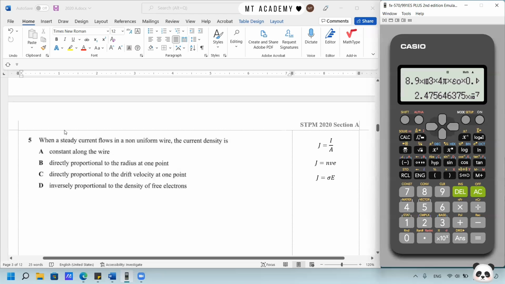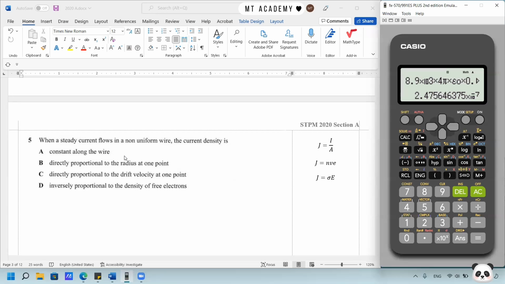When a steady current, so it's a constant current, flows in a non-uniform wire. So non-uniform means the cross-sectional area of the wire is not constant. So what is the current density? So we know that current density is I over A and is equal to nve. And since it's a non-uniform wire, we have a non-uniform current density.